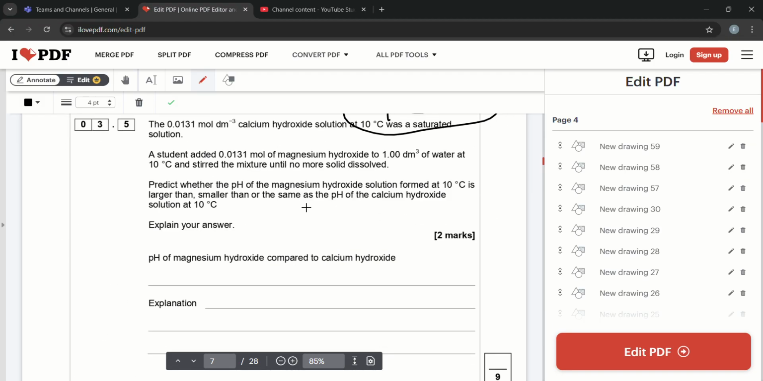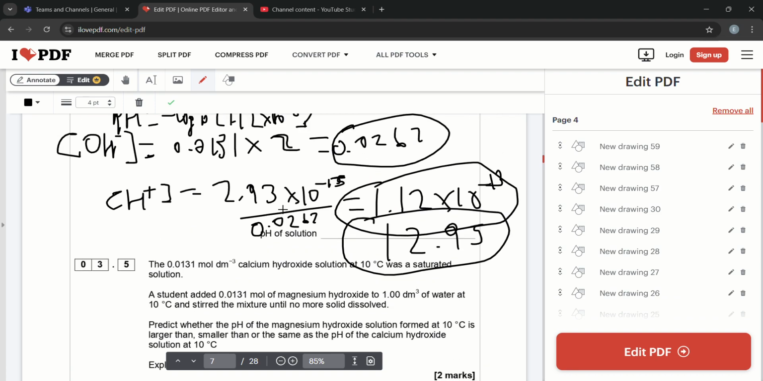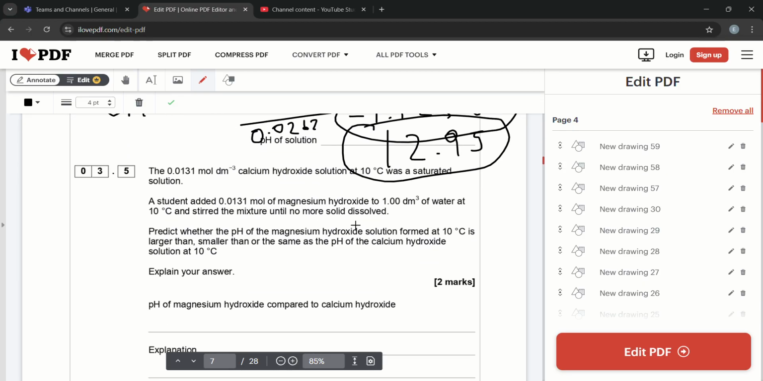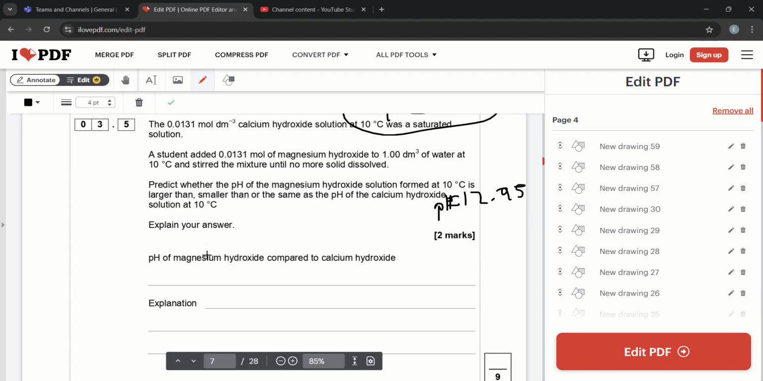And then 3.5: predict whether the pH of magnesium hydroxide is larger than, smaller than, or the same as the pH of calcium hydroxide at 10 degrees Celsius. So the pH of calcium hydroxide is 12.95. Explain your answer.